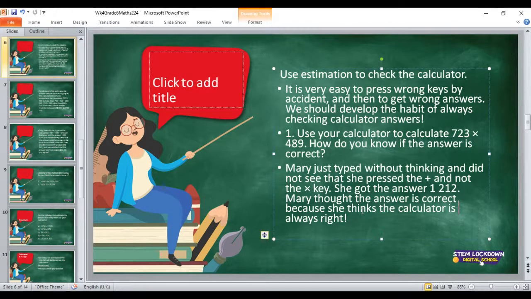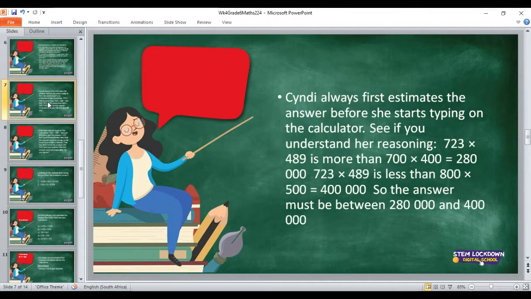Well, all right, now let's move on. Mary just tapped without thinking and did not see that she pressed the plus sign and not the multiply sign. She got the answer 1,212. Mary thought the answer is correct because she thinks the calculator is always right. You see what I was talking about earlier on, that we do make the mistake of relying on the calculator because we think it is always right.